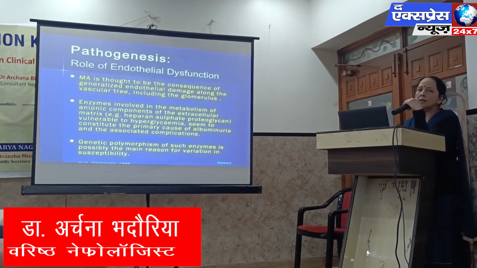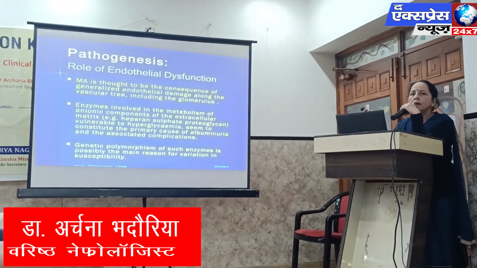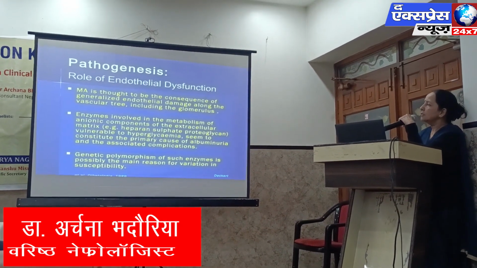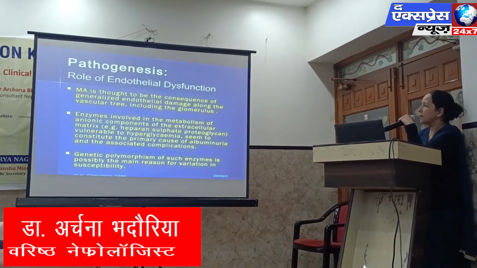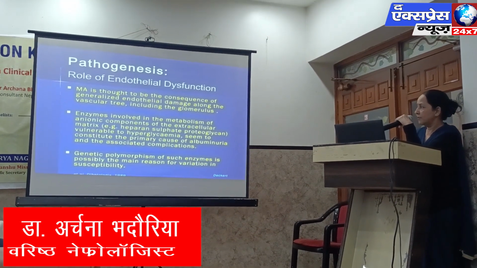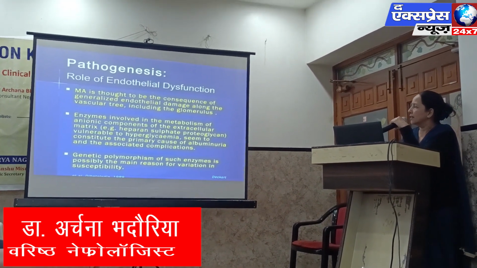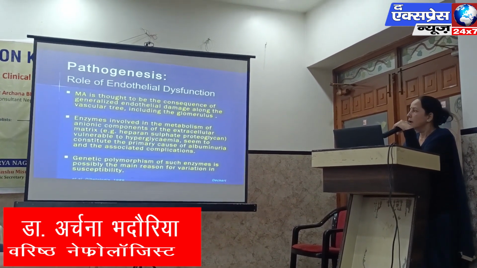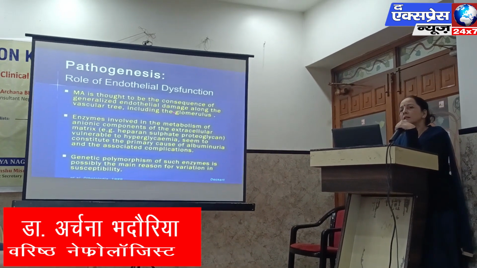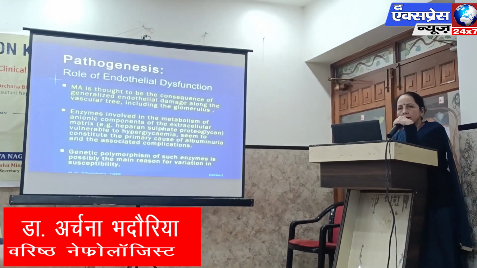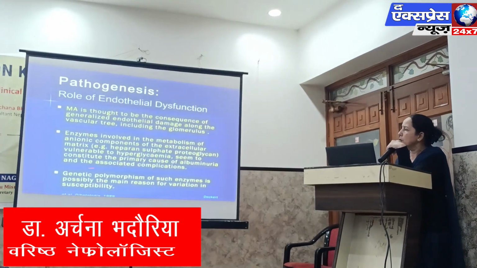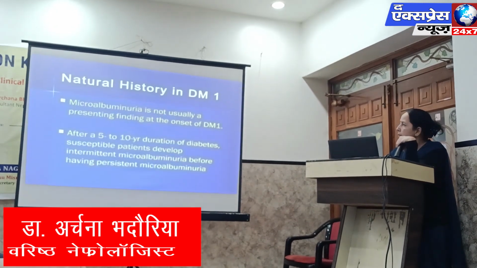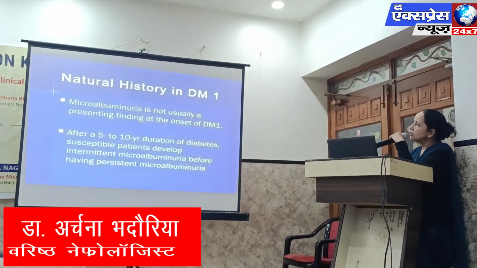That is why it is an independent risk factor for so many other diseases, which Dr. Agarwal will be telling us shortly. And enzymes involved in the metabolism of anionic component of the extracellular matrix, that is heparan sulfate proteoglycans, vulnerable to hyperglycemia, seem to constitute the primary cause of albuminuria and associated complications. But as I said earlier, only 30% of the diabetics have microalbuminuria. It is because of genetic polymorphism of this enzyme, heparan sulfate proteoglycan. So what is the natural history of diabetes?